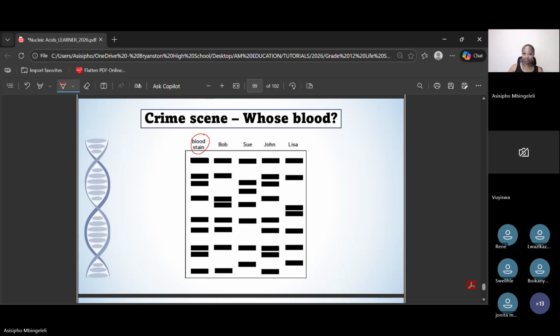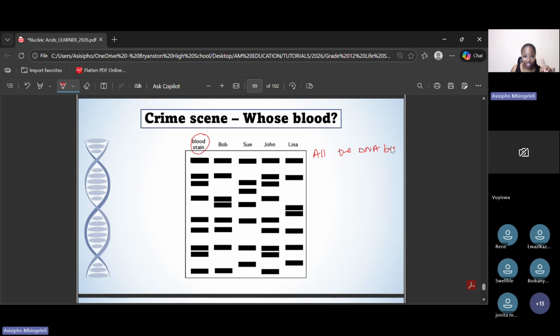Because all the DNA bars in John's match the blood stains found on the crime scene. Okay. Yes, that is correct.